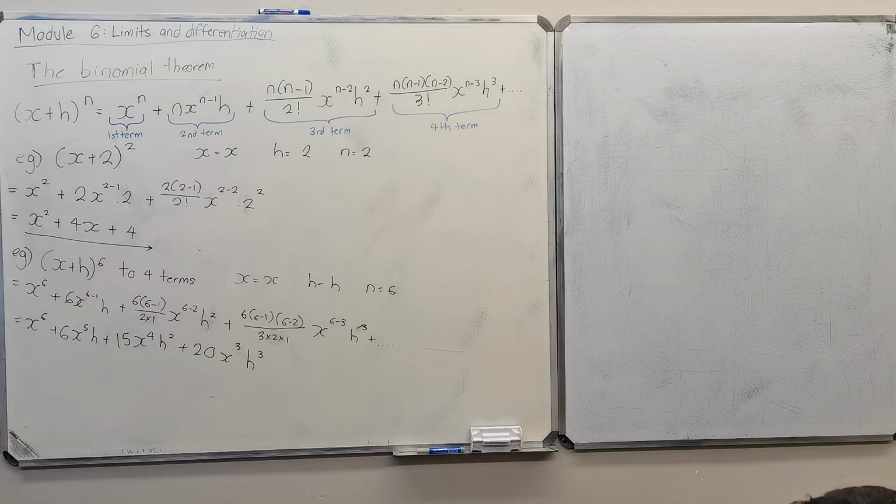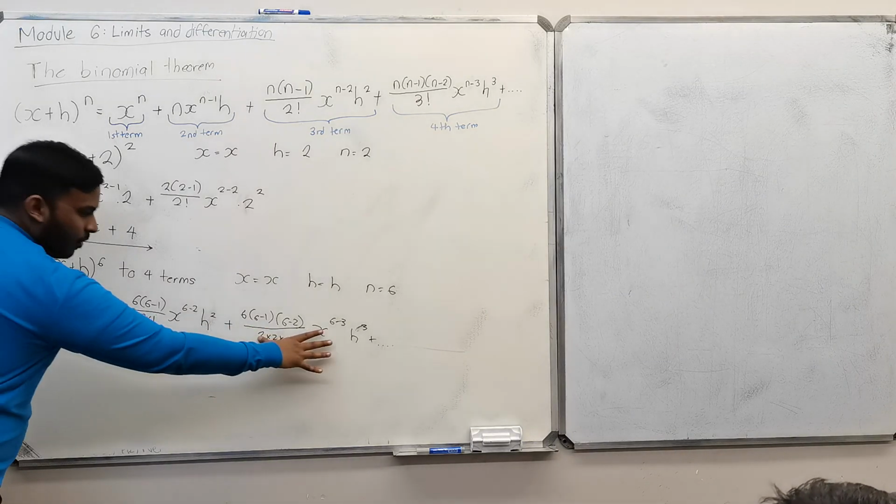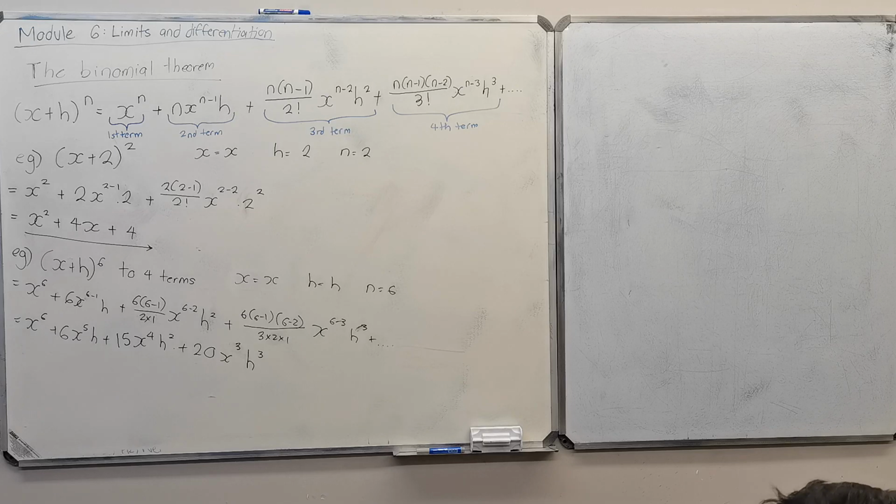In this case, you wouldn't go to the fourth one because it would be 0. No, you wouldn't go to the 6th, the 7th term. But they only asked you up until 4 terms. So this is 1 term, 2, 3, 4. You get 1 extra.